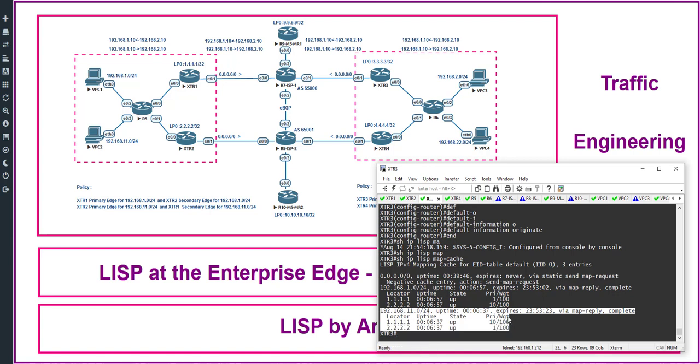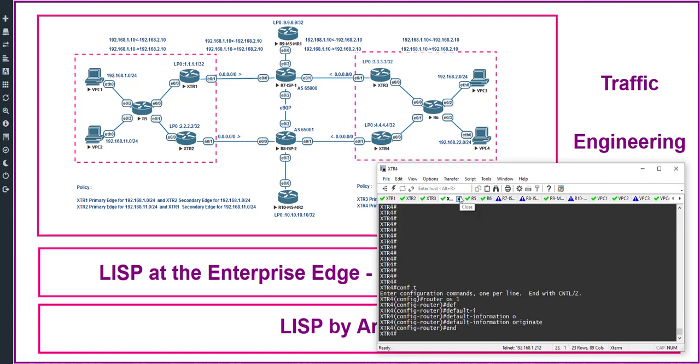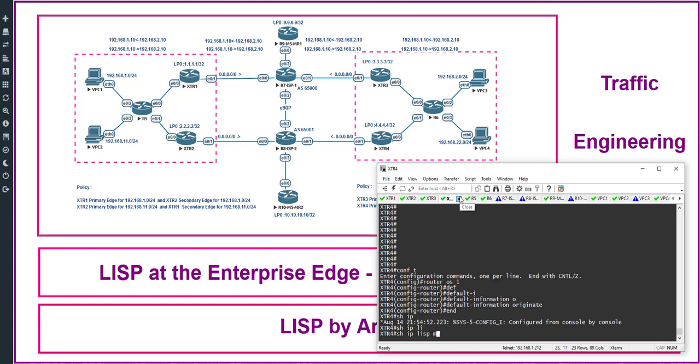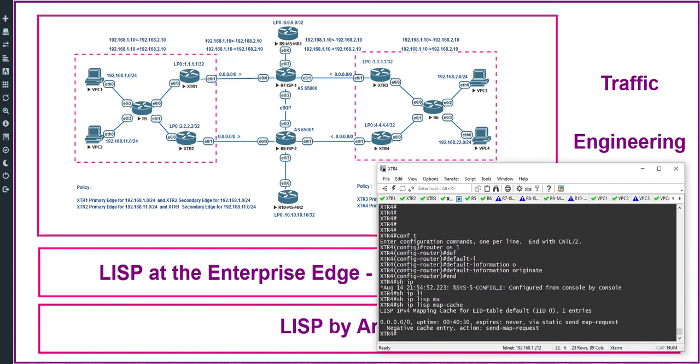The reason is that, let me first check the XTR4. Look at here, in XTR4 we expect to have no information. Show IP LISP map cache. Look at here, we don't have information. Why? Let me explain it.